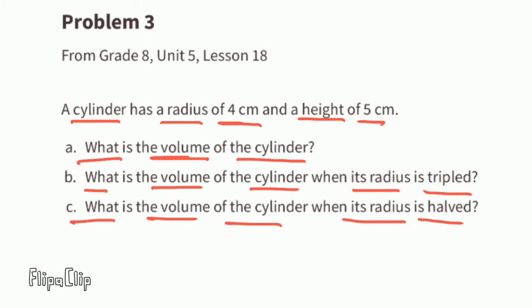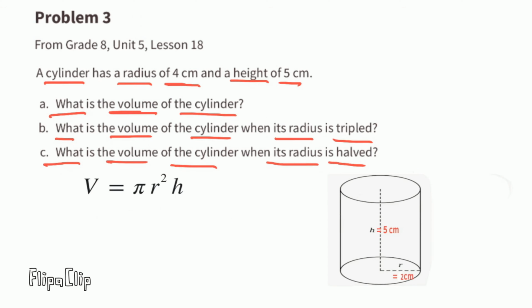C. What is the volume of the cylinder when its radius is halved? That means its radius would be cut in half. Half of 4 centimeters is 2 centimeters, so we can substitute the r with a 2. Volume equals pi times 2 squared times 5. 2 squared, or 2 times 2, is 4, and 4 times 5 is 20. So the volume of this cylinder would be 20 times pi centimeters cubed.